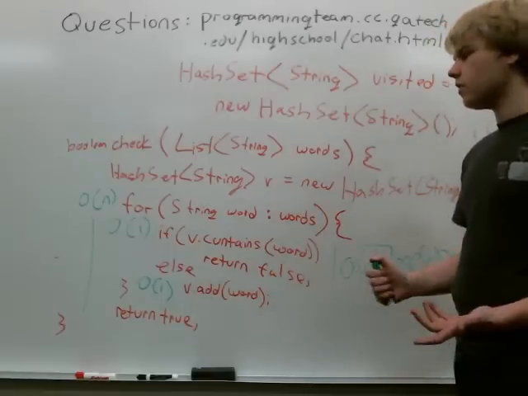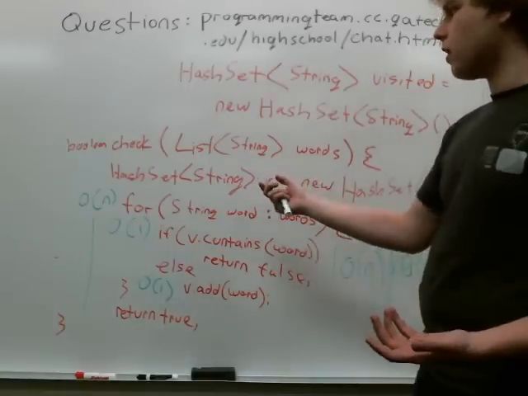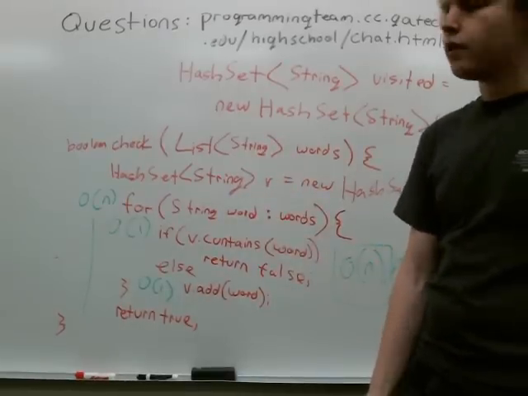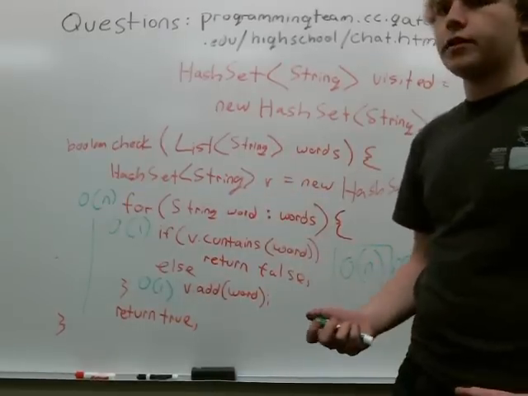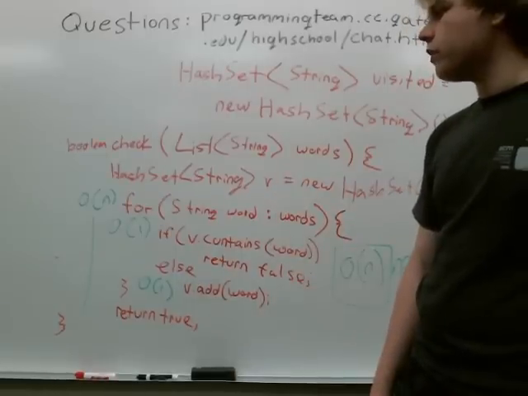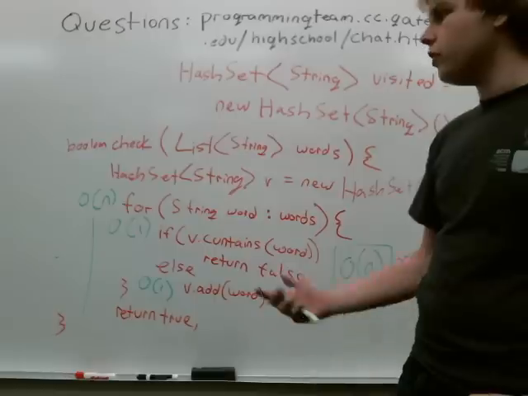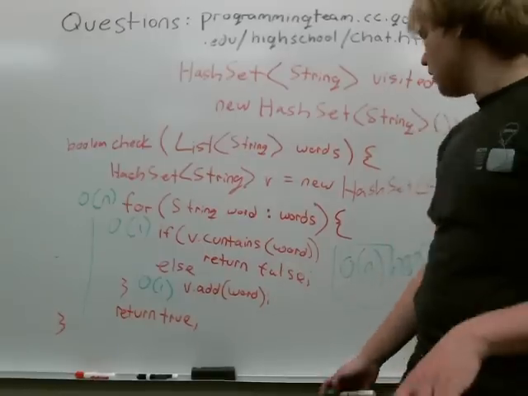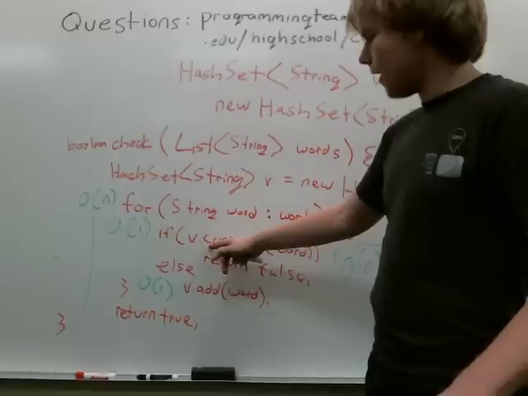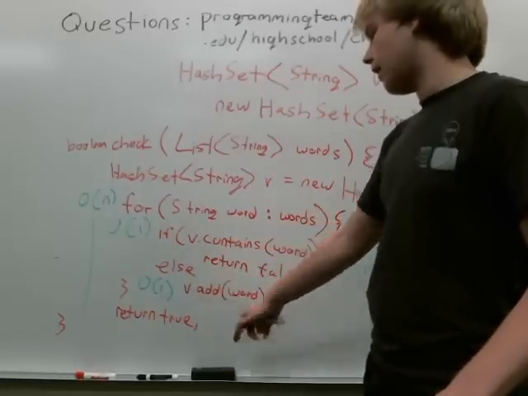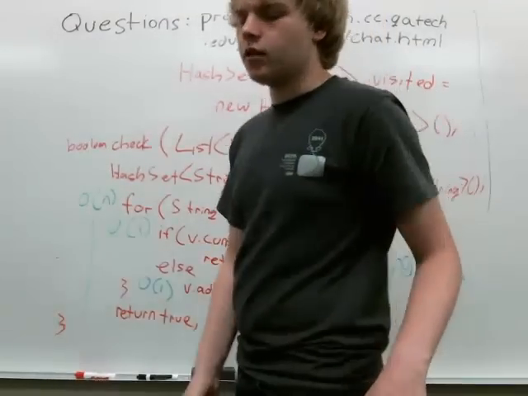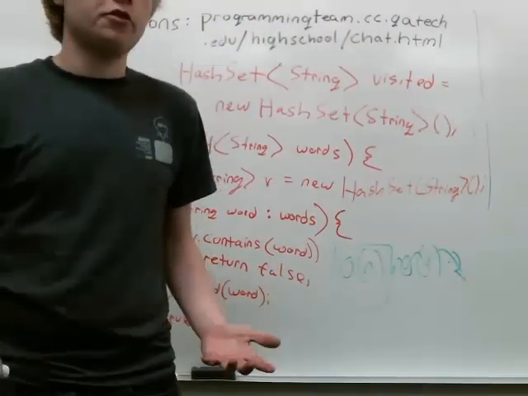And obviously you can't do better than O of N because you have to look at each word at least once to see if there's duplicates, right? Otherwise you can't be sure whether the game is valid or not. So this is very quick. If we were to use a tree instead of a hash set, for example, this would be n log n, because it would take log n time to check contains and to add. So this hash set is very quick compared to every other structure, pretty much.